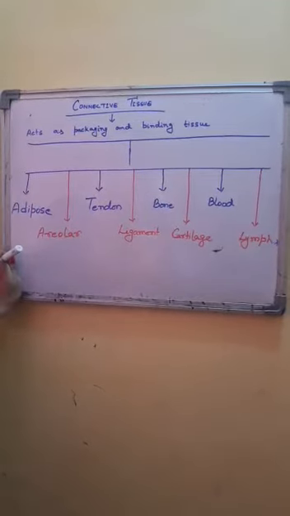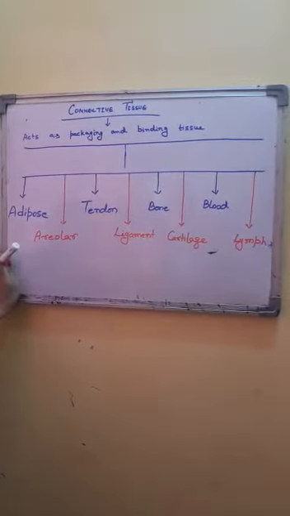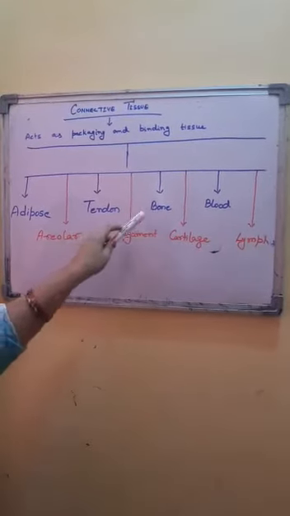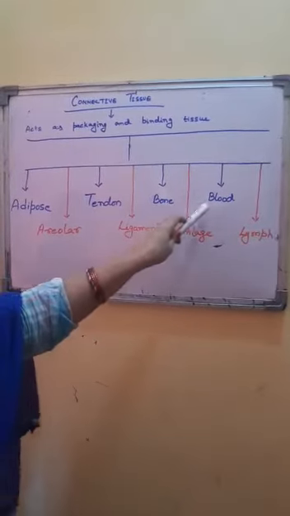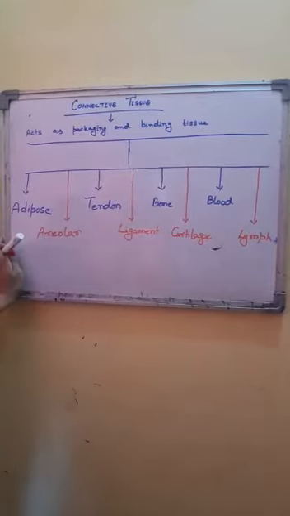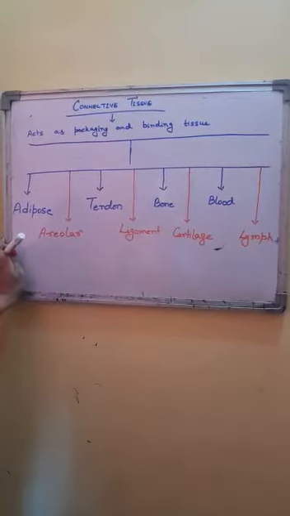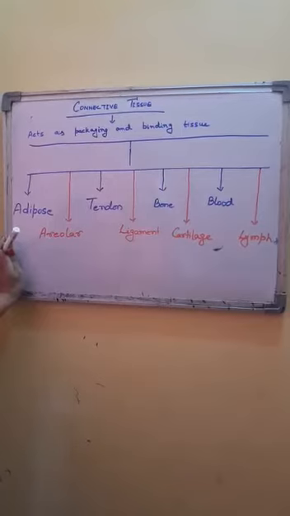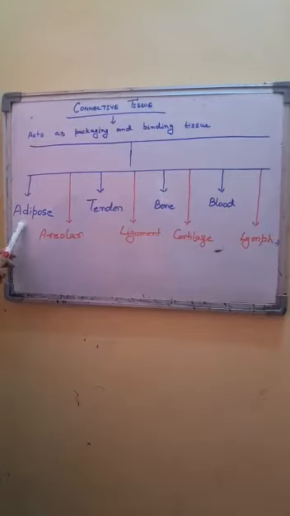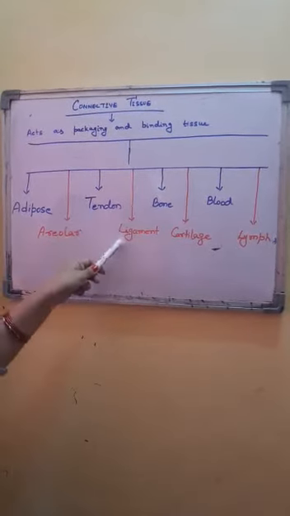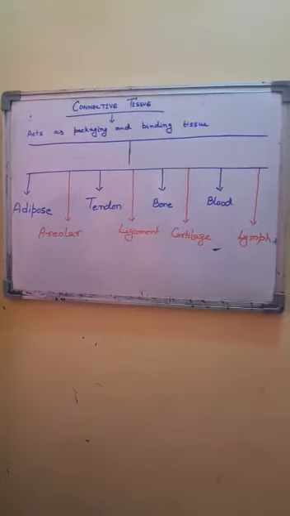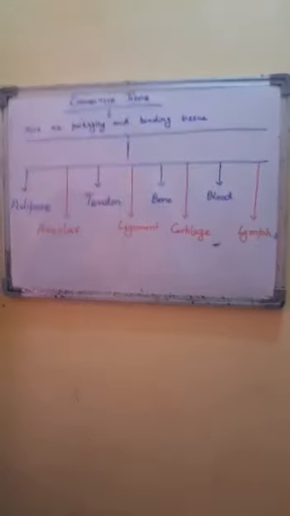Sometimes it is generally categorized as dense connective tissue like adipose, areolar, tendon, ligament, bone, cartilage, and fluid connective tissue, blood and lymph. So there are various techniques to group these connective tissues. Here we will study all these 8 connective tissues one by one: adipose, areolar, tendon, ligament, bone, cartilage, blood and lymph. So let's start with the adipose tissue.